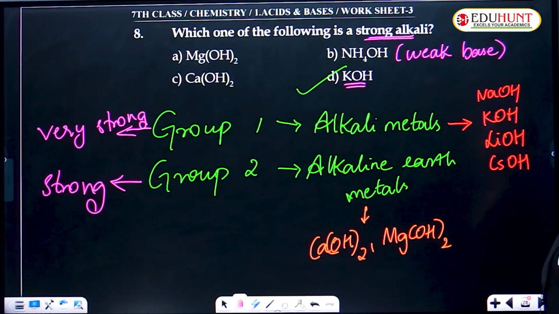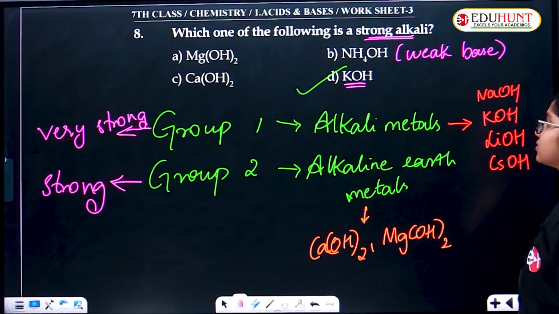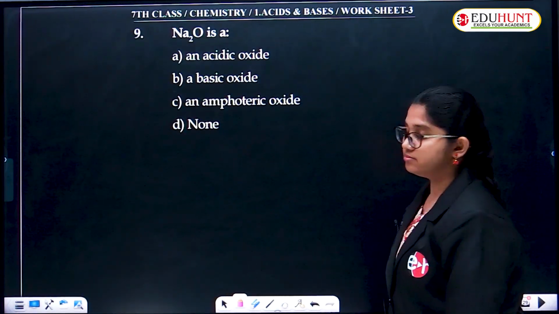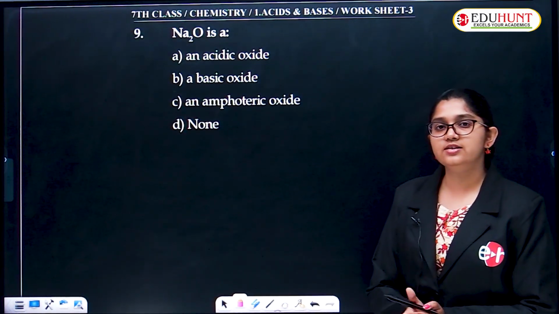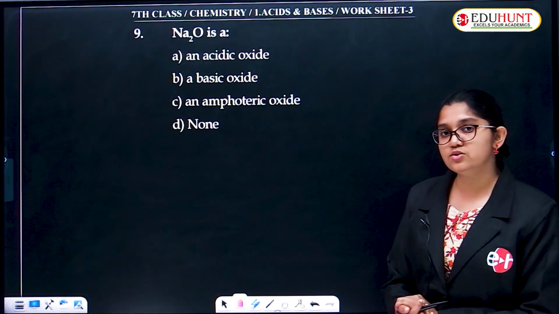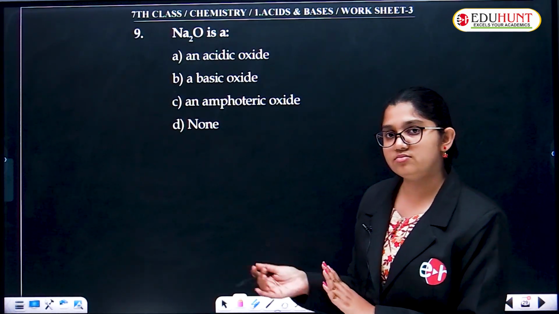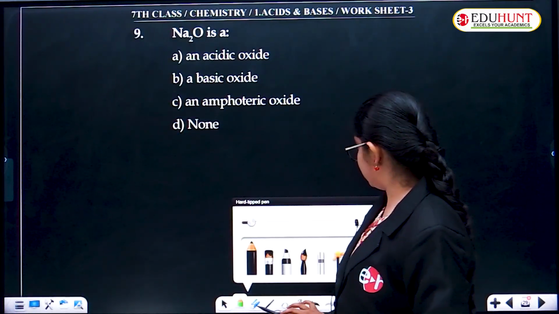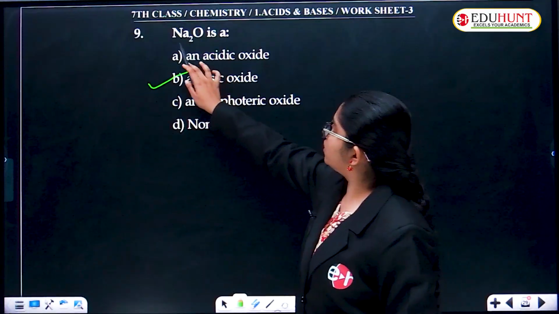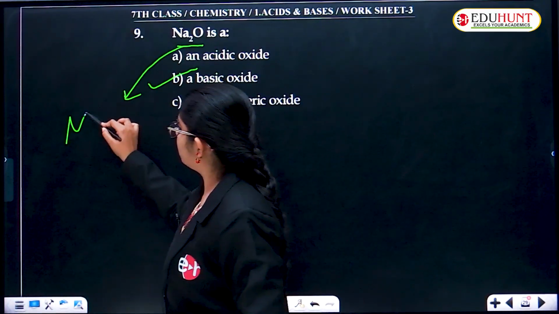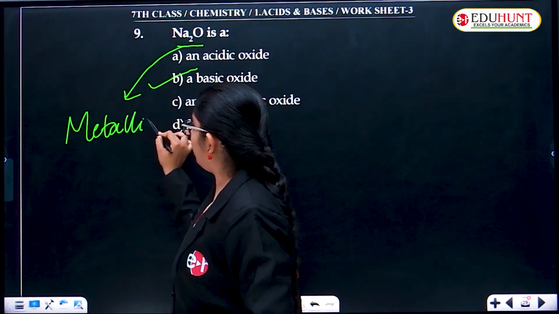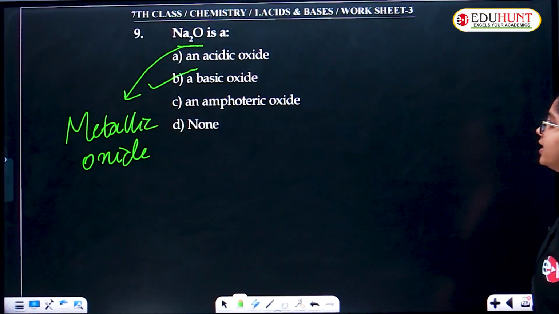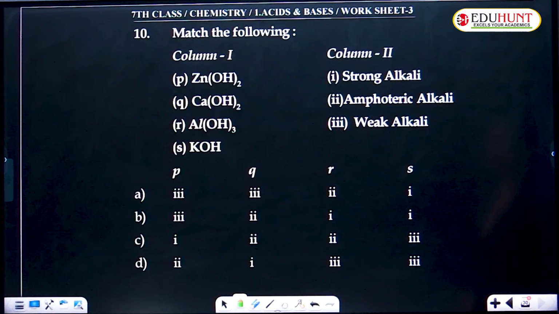Okay. Now moving to the next bit. Na2O is a, children, come on, tell me. Right question. We have metallic oxides, no? The first example is this one, Na2O. That is a basic oxide. Okay, the option is B. Very good. Na2O is a metallic oxide. We know all metallic oxides are bases. Okay.